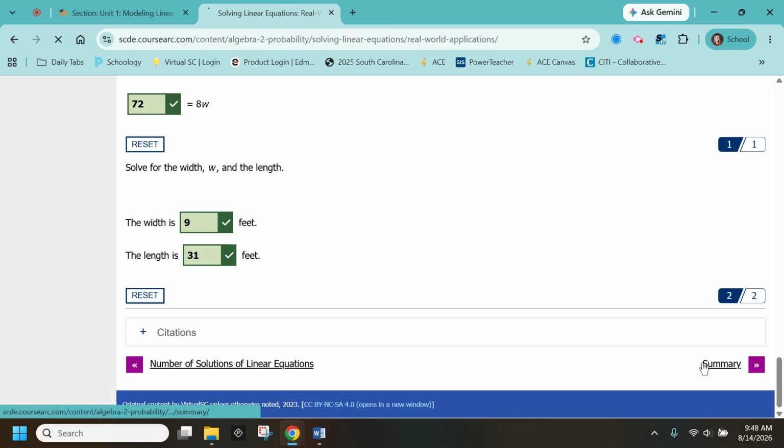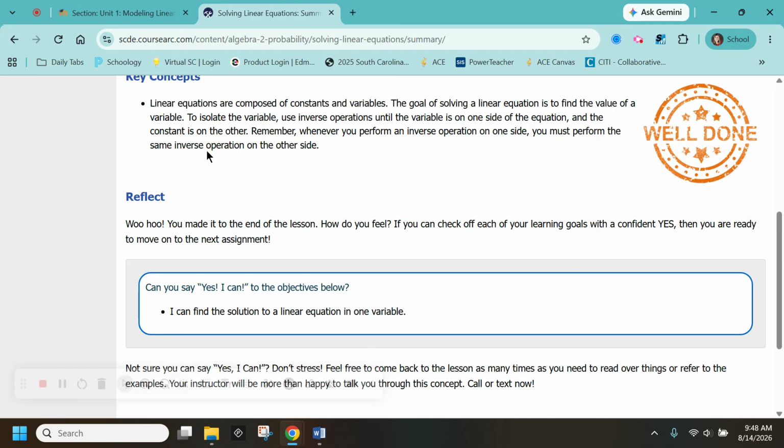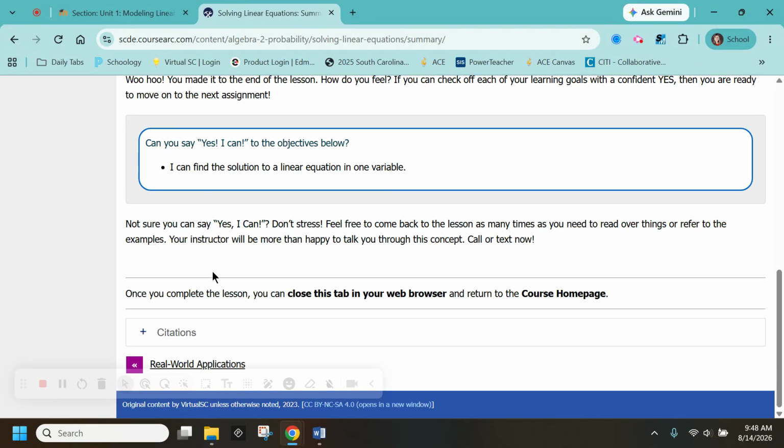And then last but not least, we have a summary page that just sums up the important aspects of the lesson. So key concepts: linear equations are composed of constants and variables. And then, yeah, that's it.